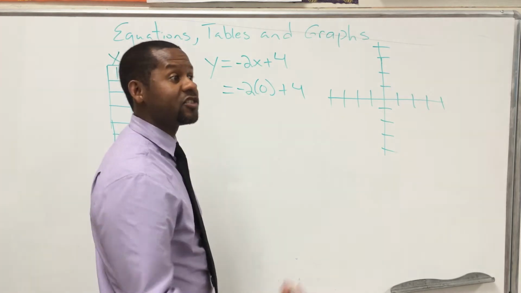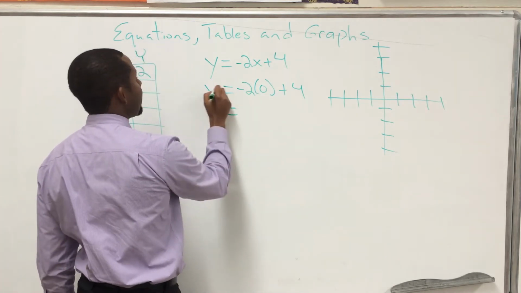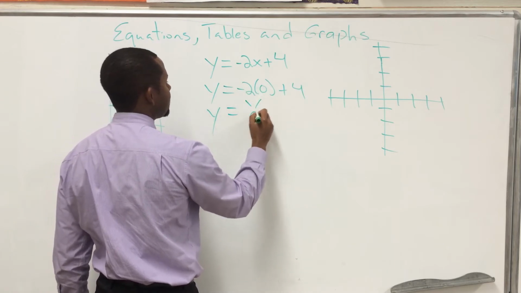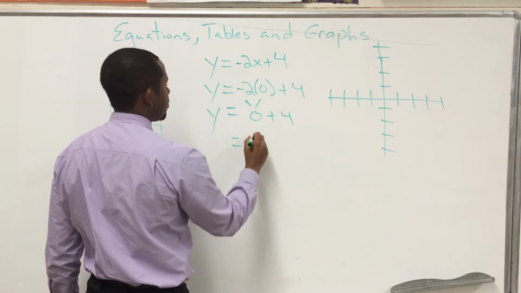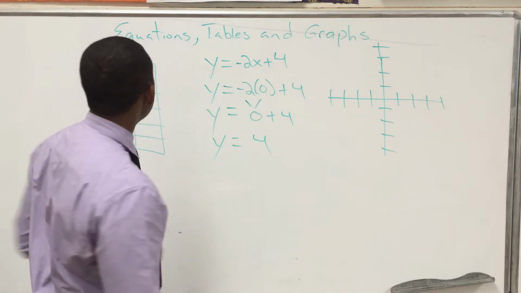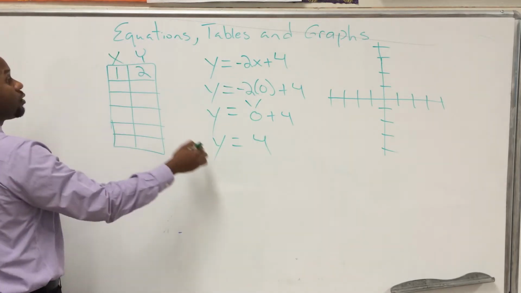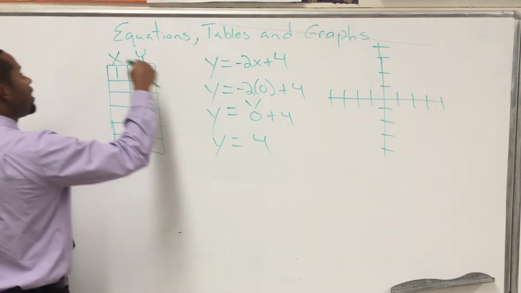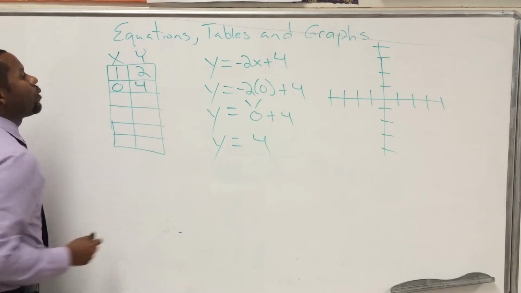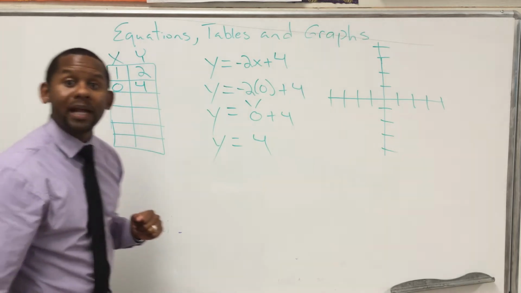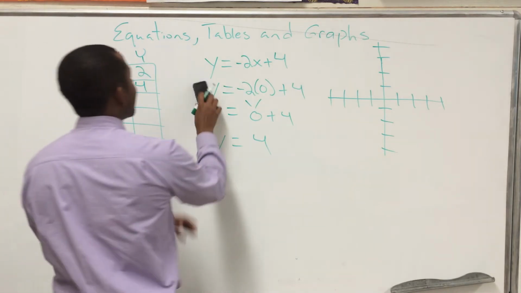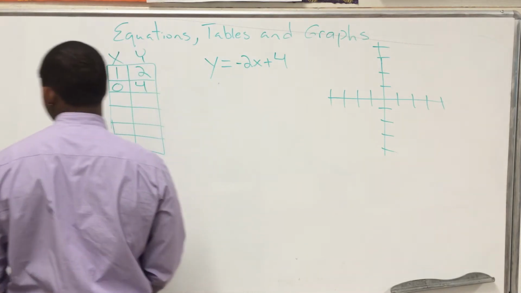Hopefully you just did that because you just had to answer a question. And you found out that y equals, well, negative 2 times 0 is 0. And 0 plus 4 is 4. So now you know when x is 0, y equals 4. So from this equation, I made this table that says x is 0, y equals 4. But I need more points. So I'm going to find something new.